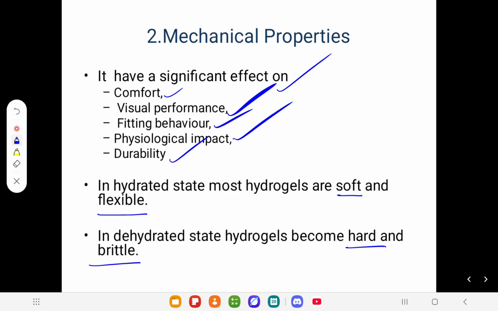So in the dehydrated state, obviously the hydrogel lens loses water and becomes hard and brittle. Definitely in hydrated state it will be soft. Yeah, isn't it? That's the swelling. From the dehydrated state you put it in water and it will swell. That's the swelling factor, isn't it?